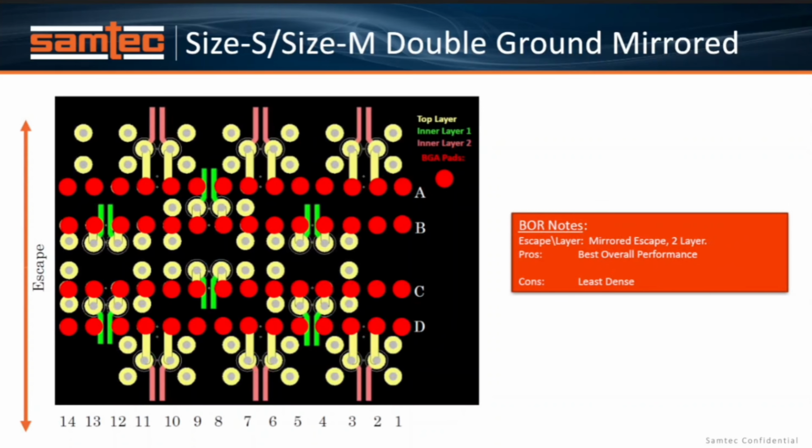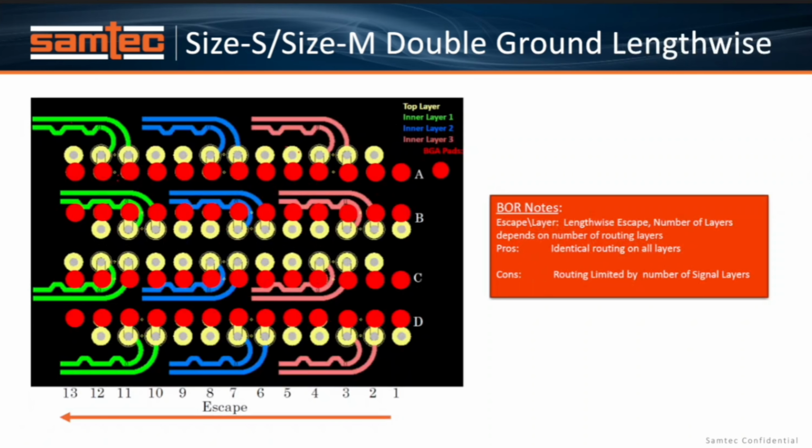Another approach is using double ground with a mirrored approach. So again, you have signals flowing in each direction along the long axis of the connector. This offers the best overall performance, but it's the least dense from an escape standpoint. And then again, ground signal, signal ground, going ground lengthwise. Pros to this: identical routing on all layers, but the routing is limited to the number of signal layers as well. So, there's a lot of data there.